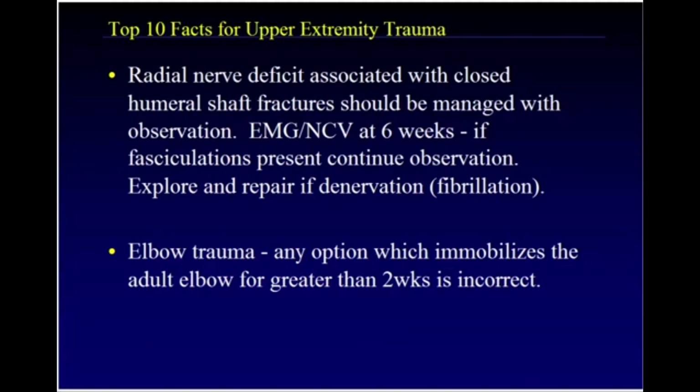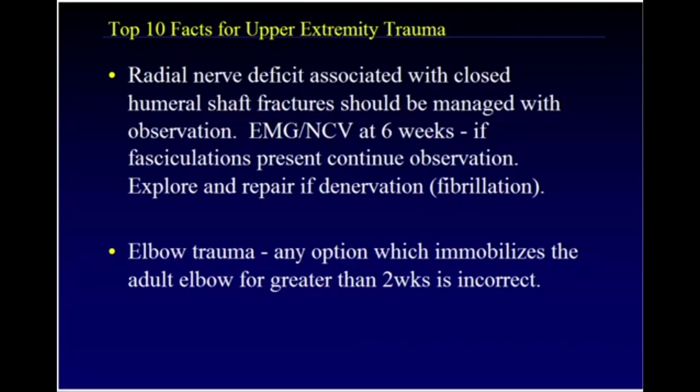Radial nerve deficit is associated with closed humeral shaft fractures. It's seen quite commonly. In most cases, it should be managed with observation. Do your electrodiagnostic testing at 6 weeks. If you see fasciculations, you can consider observation because that's evidence that the reinnervation is occurring. If you have fibrillation potentials, that's an evidence of denervation, and you can consider exploration and repair.